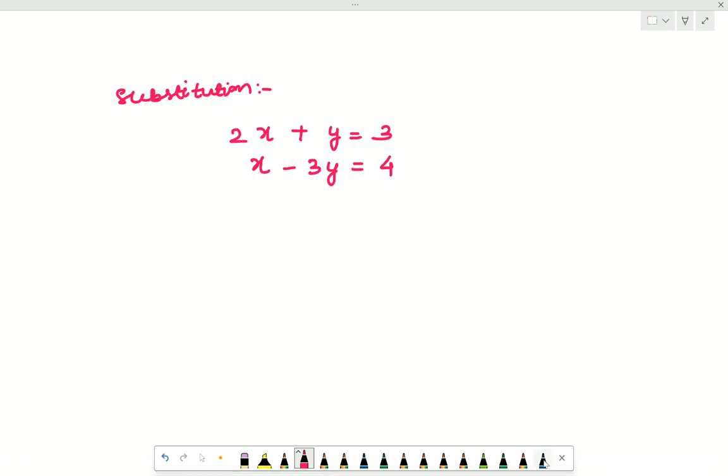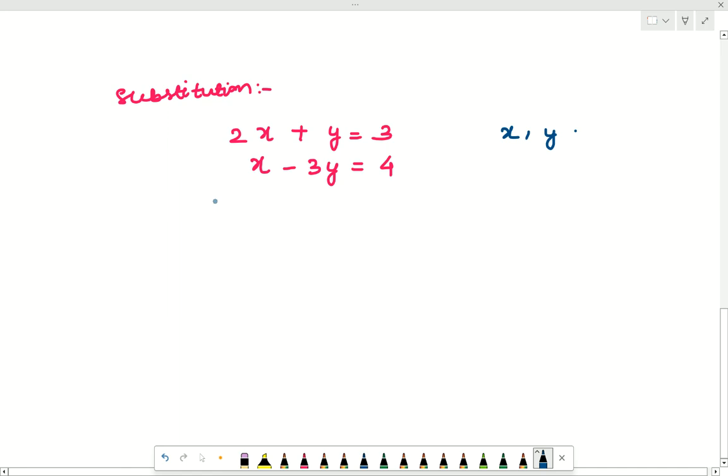Earlier we learned how to solve a linear equation in one variable by just shifting the normal numbers to the left side or right side and finding the value. Now because there are two variables, x and y, how do we solve? Let's see then how to solve.